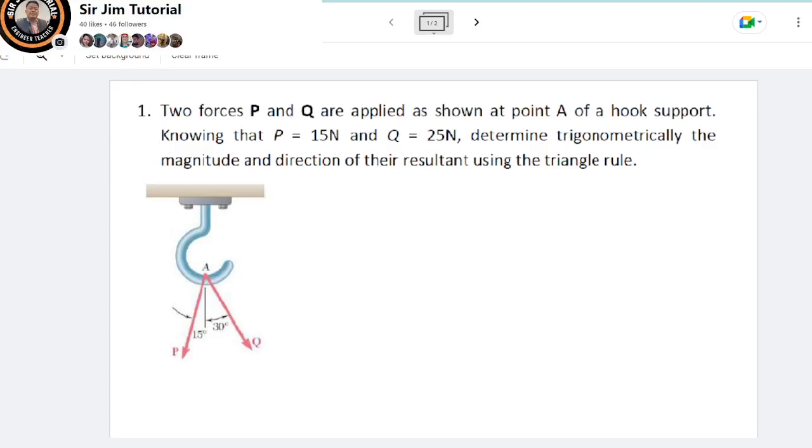We are on the forces, with the method of a triangle rule. So, for example, you have this exam problem. Two forces P and Q are applied as shown from point A, which is a hook support, and then this one is 15, and this Q is 25. We are asked to determine trigonometrically the magnitude and the value of the resultant and the direction of the angle using the triangular rule. So we can start here from A.